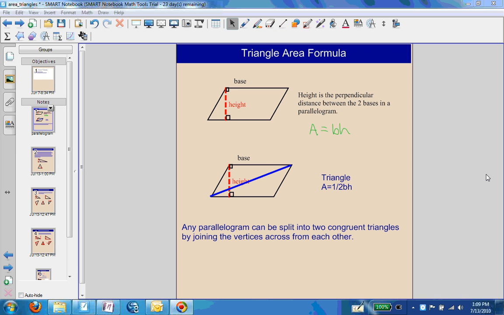In this section, we're talking about the area of triangles. The area of triangles is based on the area of parallelograms. If you look at a parallelogram, you'll notice that it is made up of a base and a height.